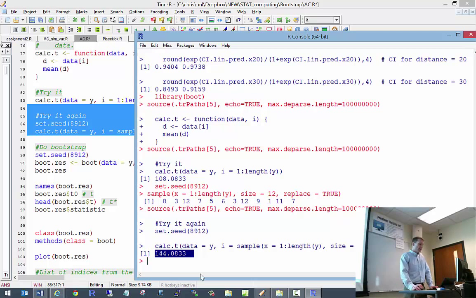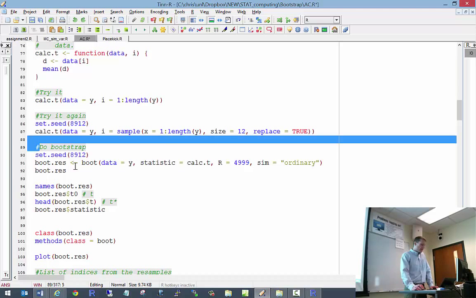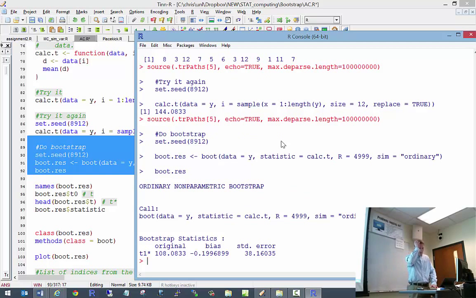Okay, so let's go ahead and do 4,999 resamples. I'm now going to run the boot function and print off the results from boot.res, and this is what I get. Notice how quick it is. This is just the default printing method associated with objects from the boot function.